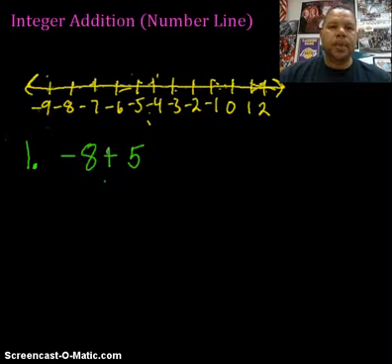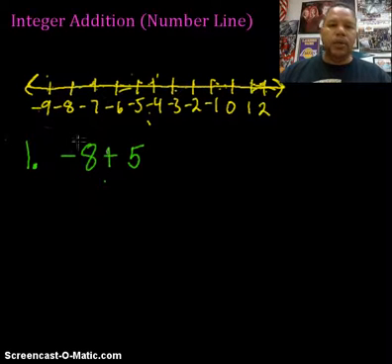So I'm going to do some integer addition using a number line. This is just a strategy to help you understand what's going on with these numbers. For this first example, we have -8 plus 5. And I've already drawn this number line here from -9 to +2.